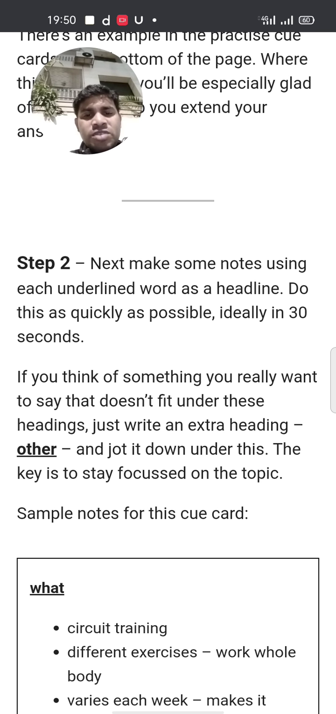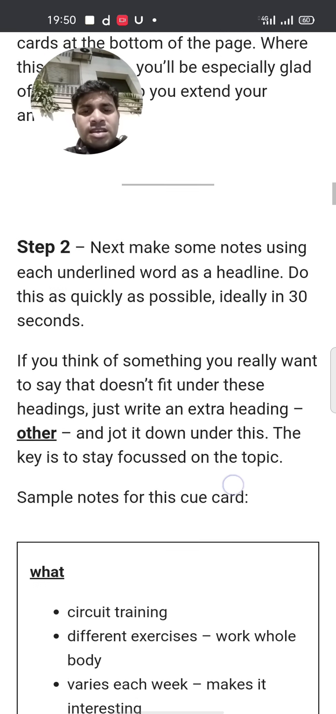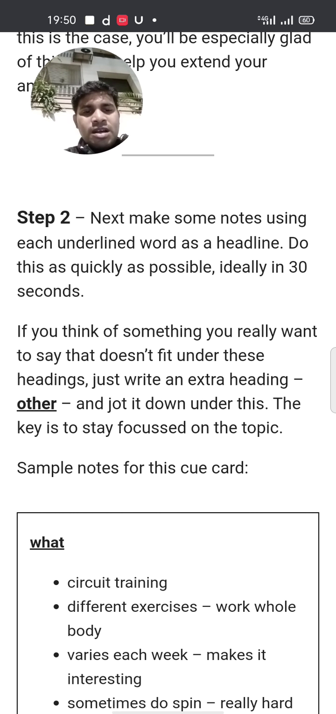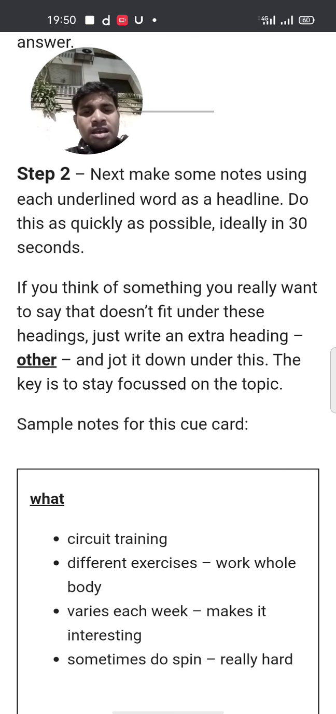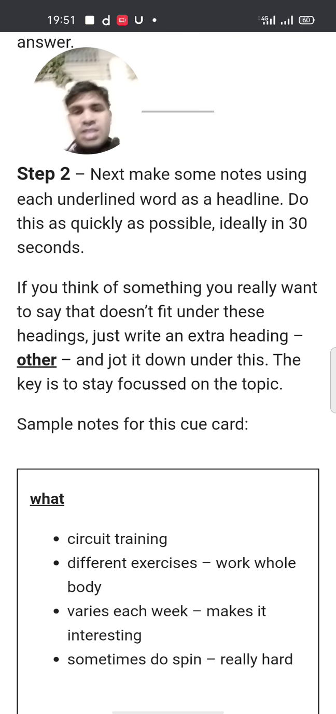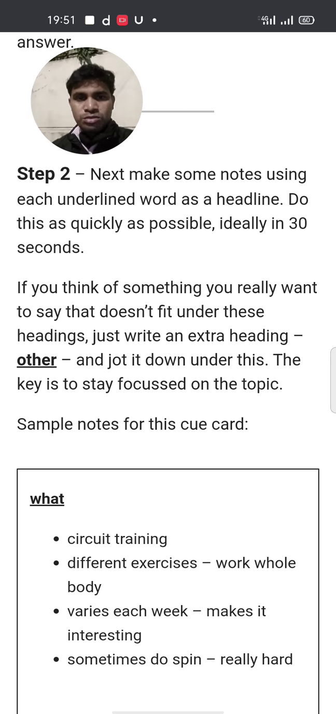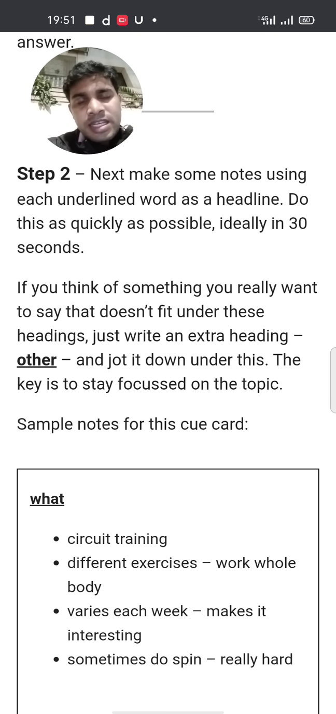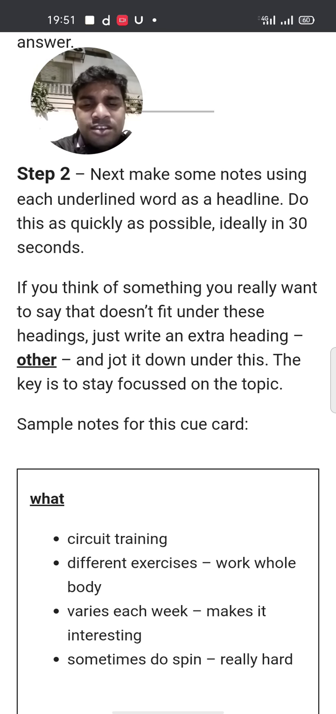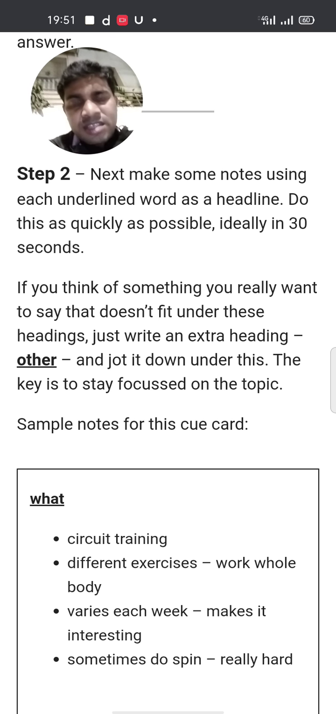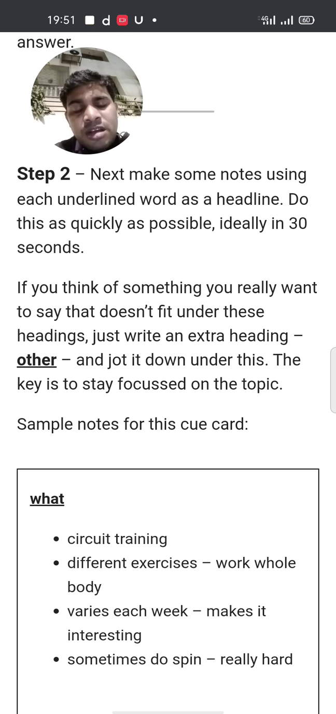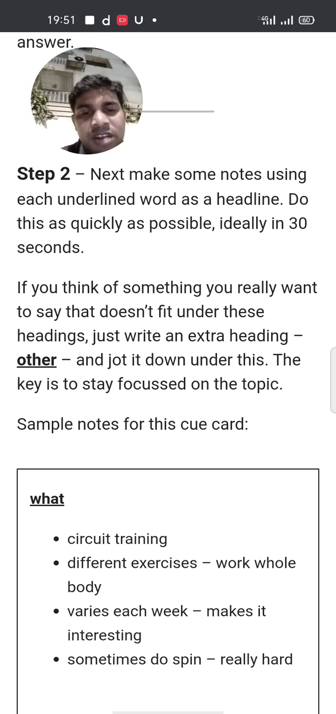If you think of something you really want to say and that doesn't fit under the headline, just write an extra heading, other, and note it down under this. That means that if you have planned to say something else, an idea that doesn't match your bullet points, then you can add another topic. You can add other topics on your exercise page to talk about, and during your talking you can easily remember and talk about it.